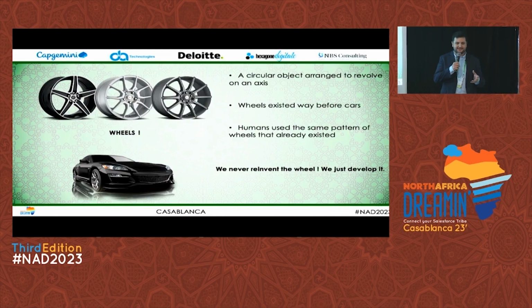So what's a wheel? A wheel is a circular object that rotates around an axis. Wheels existed way before cars were created, and then humans used these same patterns of wheels to develop their cars. Nowadays, cars are very developed, but what allowed us to have this kind of technology? It's because we never reinvented the wheel, we just developed it.